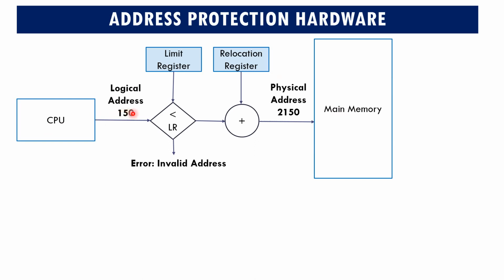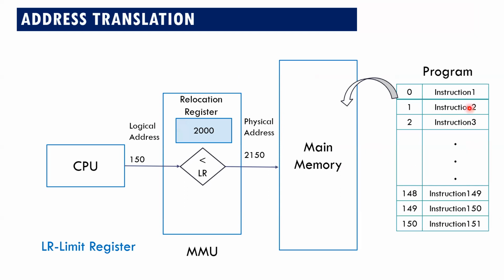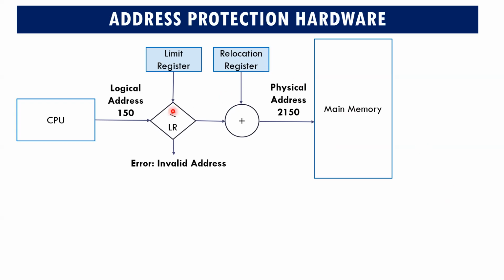So the CPU initially generates the logical address, consider it as 150. First of all, in order to convert that into a physical address and give access to the main memory, we have to check whether the logical address generated by the CPU is less than the limit register value. Here the limit register value is 151 because there are 151 instructions in the program that we have seen in the previous example. So this logical address 150 is less than 151.